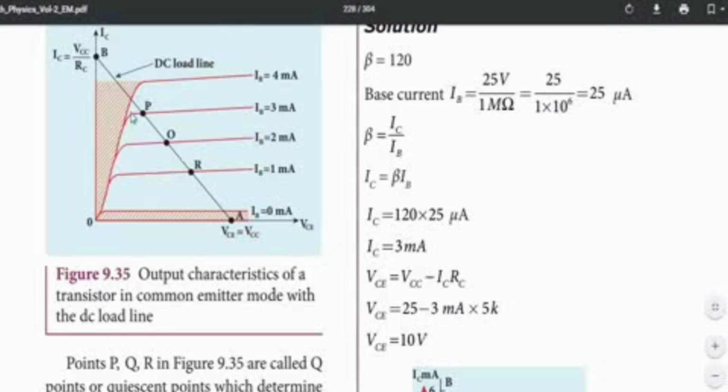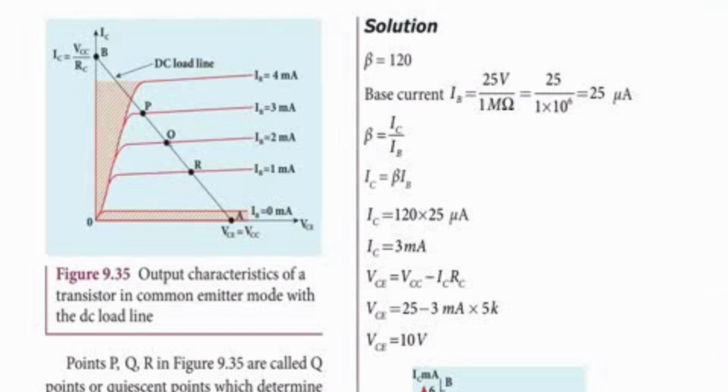On this line, in the active region, you can select three points. The points are P, Q, R. These points are called operating points. Suppose you select the point Q, it is centered in the active region, so you can get clear amplification.